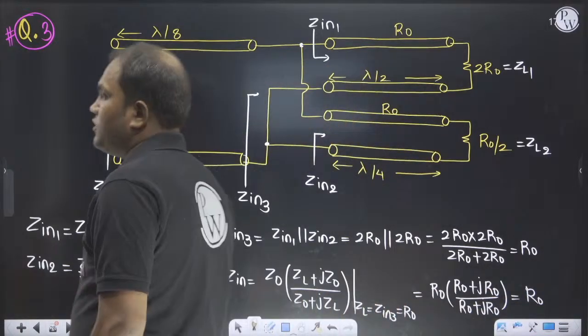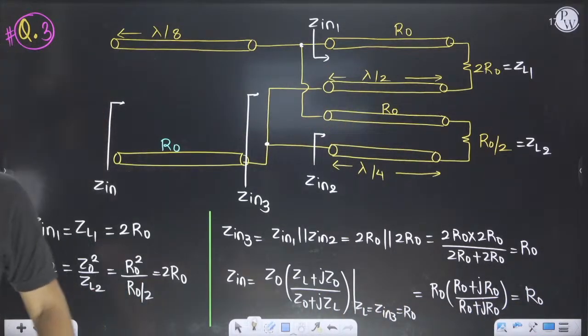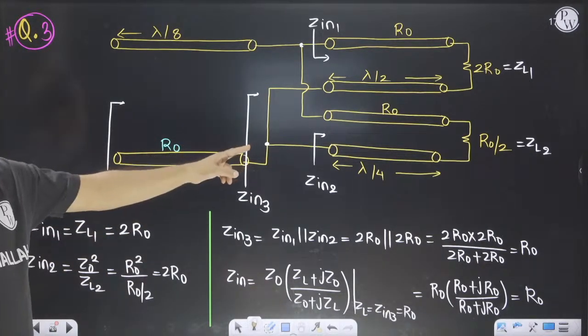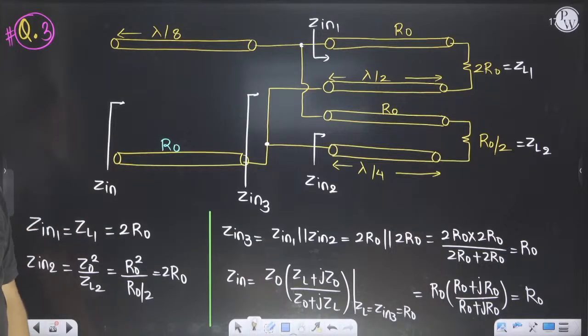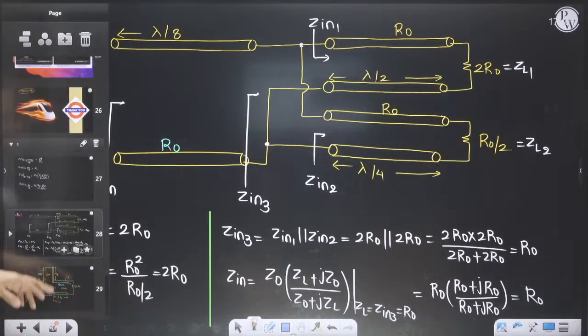So what is the value of Z in 1? 2R0. What is the value of Z in 2? 2R0. What is the value of Z in 3? R0. And what is the value of Z in 4? R0. So in this case there is a matching condition, because Z in 3 is R0 and this one is also R0.